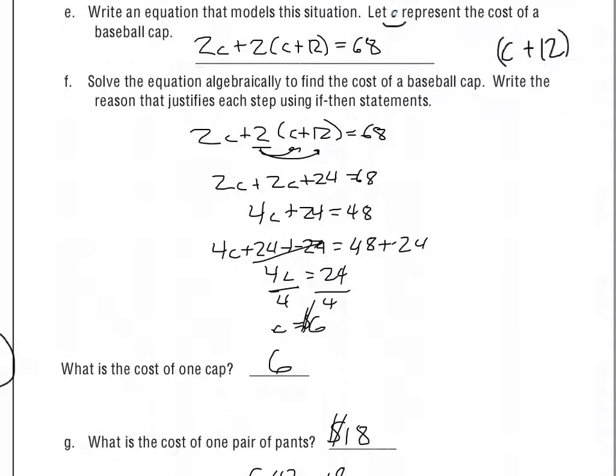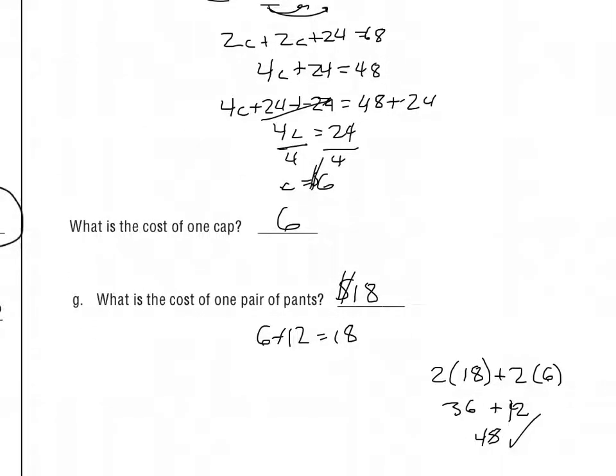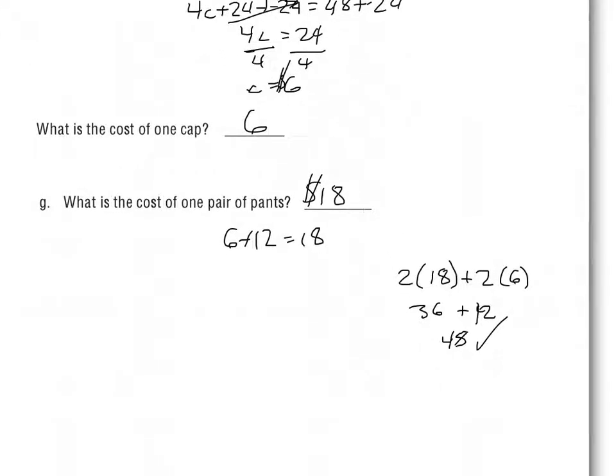What is the cost of one pair of pants? Well, that's $12 more than the cost of the cap. So 6 plus 12 is equal to 18. Then really quickly I came down here to just double check. If I had 2 times my pants and 2 times my caps, would that come out? And absolutely, the quick check on my work shows that that information does come out.